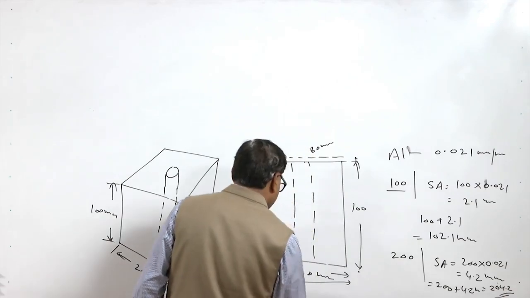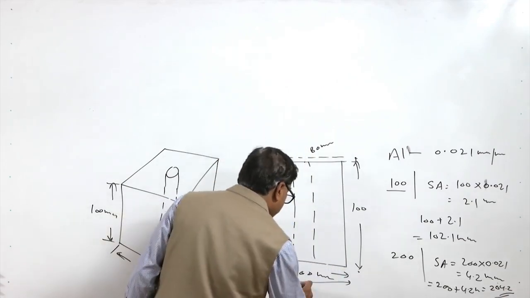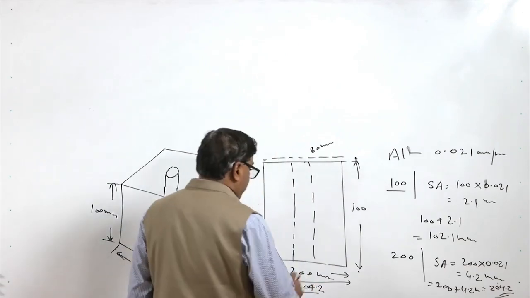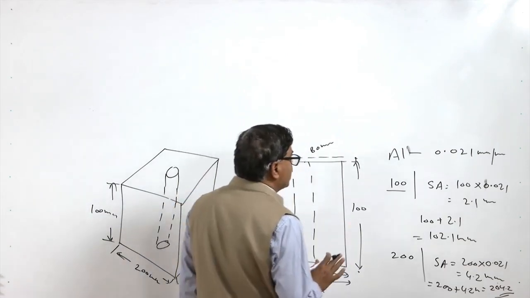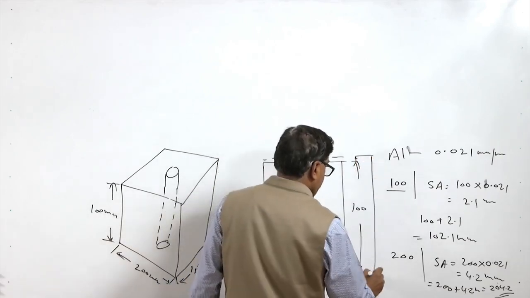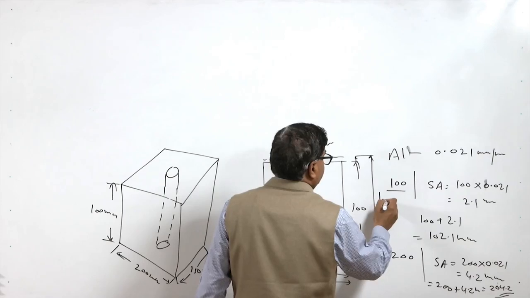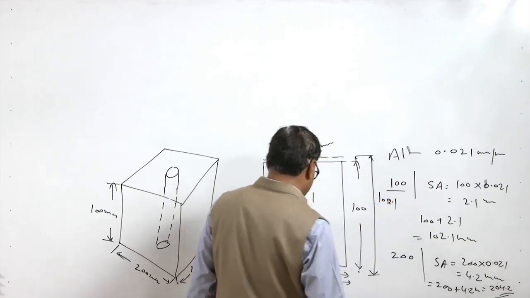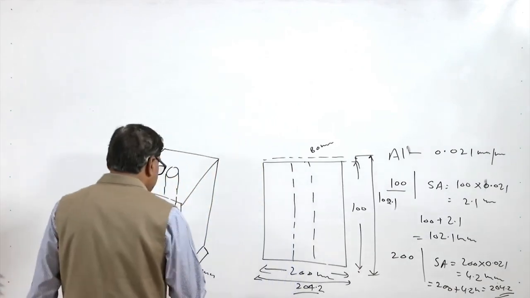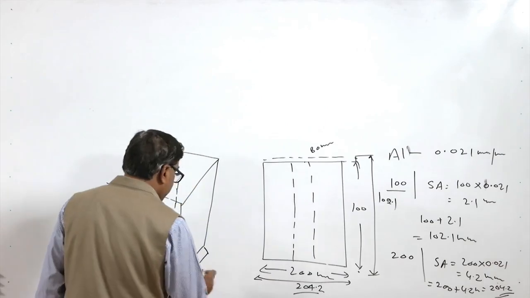And this width will be 204.2 after giving the shrinkage allowance, and this dimension will be 102.1. Okay. Now similarly we can give it for the dimension 150.